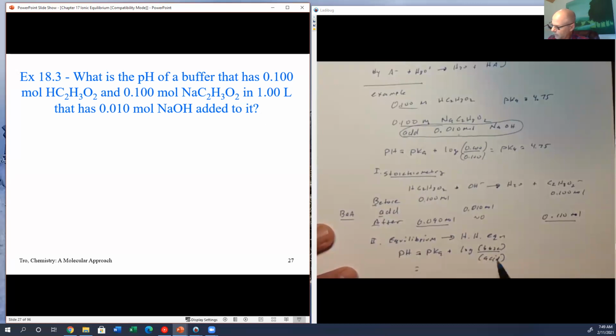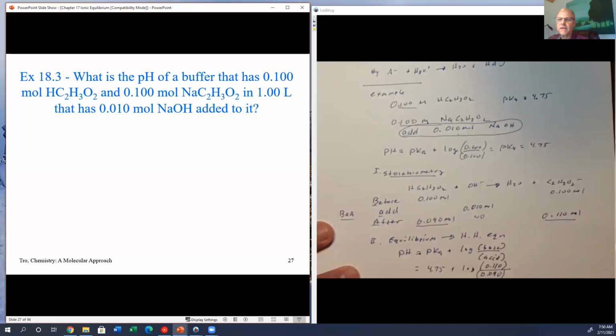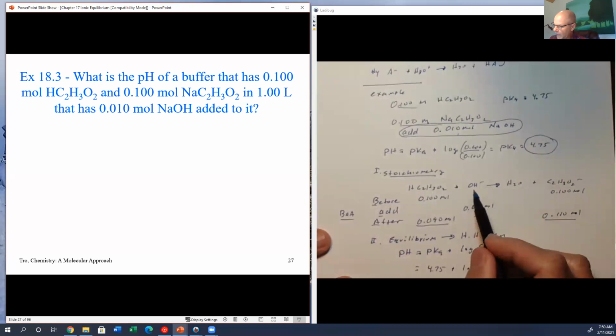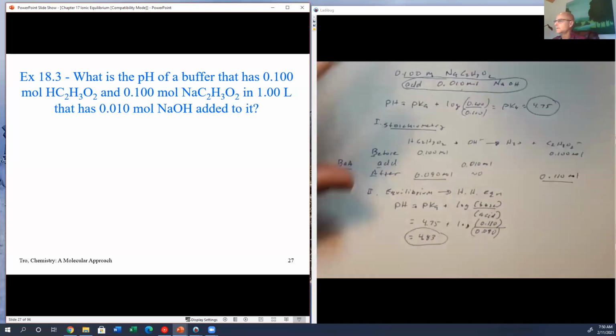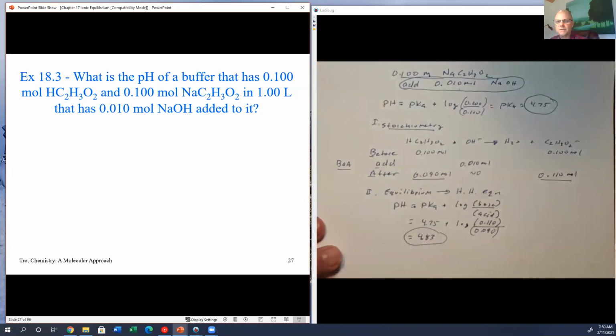All right, so then I'm going to put in the 4.75 here plus the log of 0.110, the concentration of the base, right, divided by 0.090, concentration of the acid, right? And that's going to give me a pH of 4.83. All right. So notice the pH was 4.75, right? I added some base and the pH went up to 4. Oops, sorry about that. I got to bring that up a little bit. And the pH went up to 4.83.